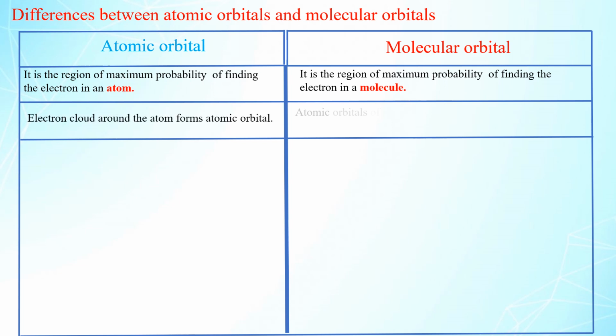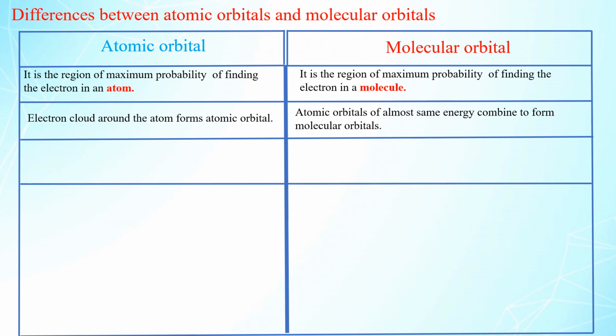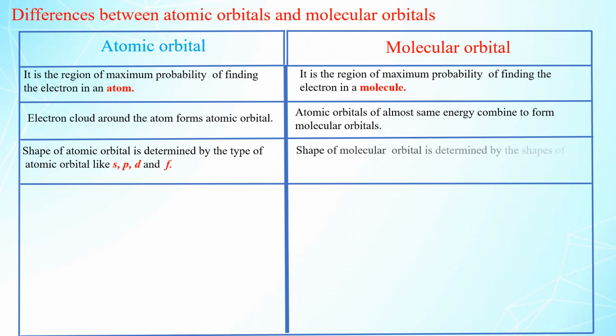Atomic orbitals, of almost same energy, combine to form molecular orbitals. Shape of atomic orbital is determined by the type of atomic orbital, like s, p, d, and f. Shape of molecular orbital is determined by the shapes of atomic orbitals that are involved in the formation of molecular orbital.